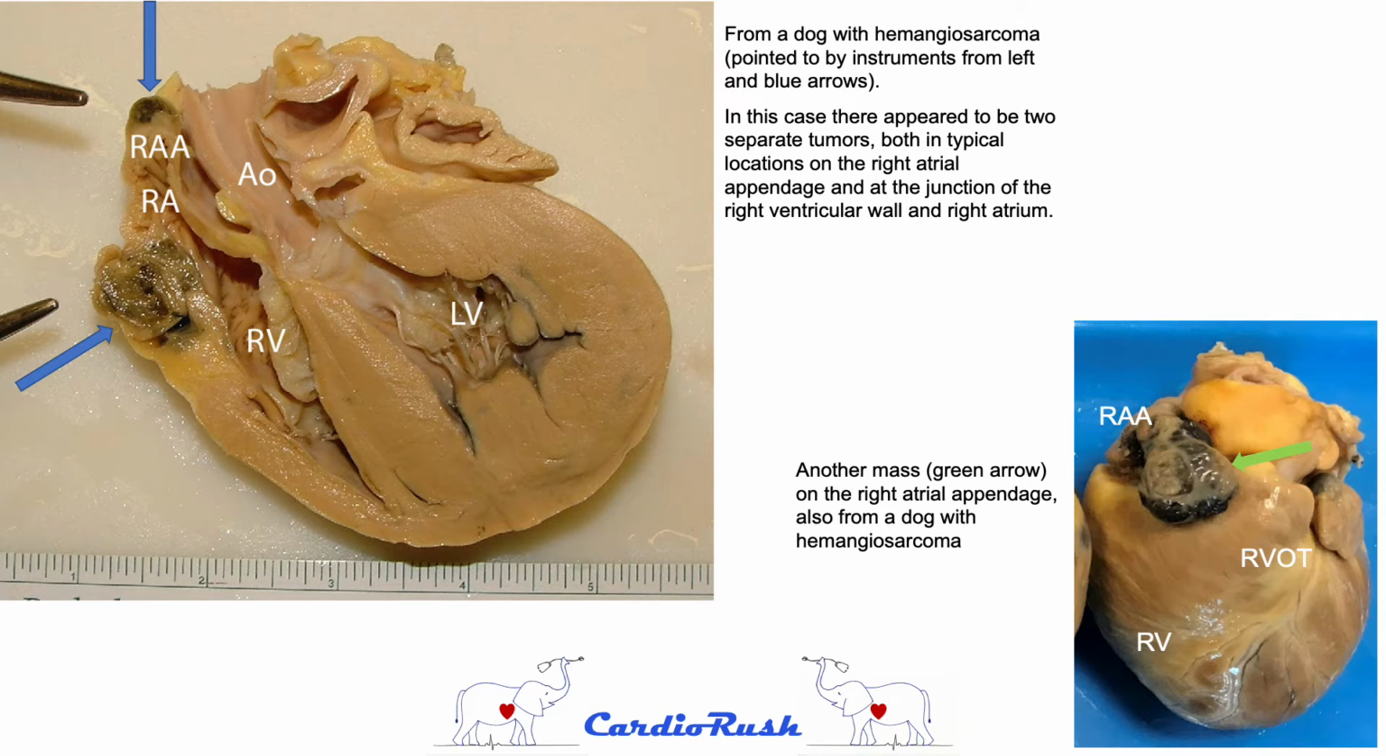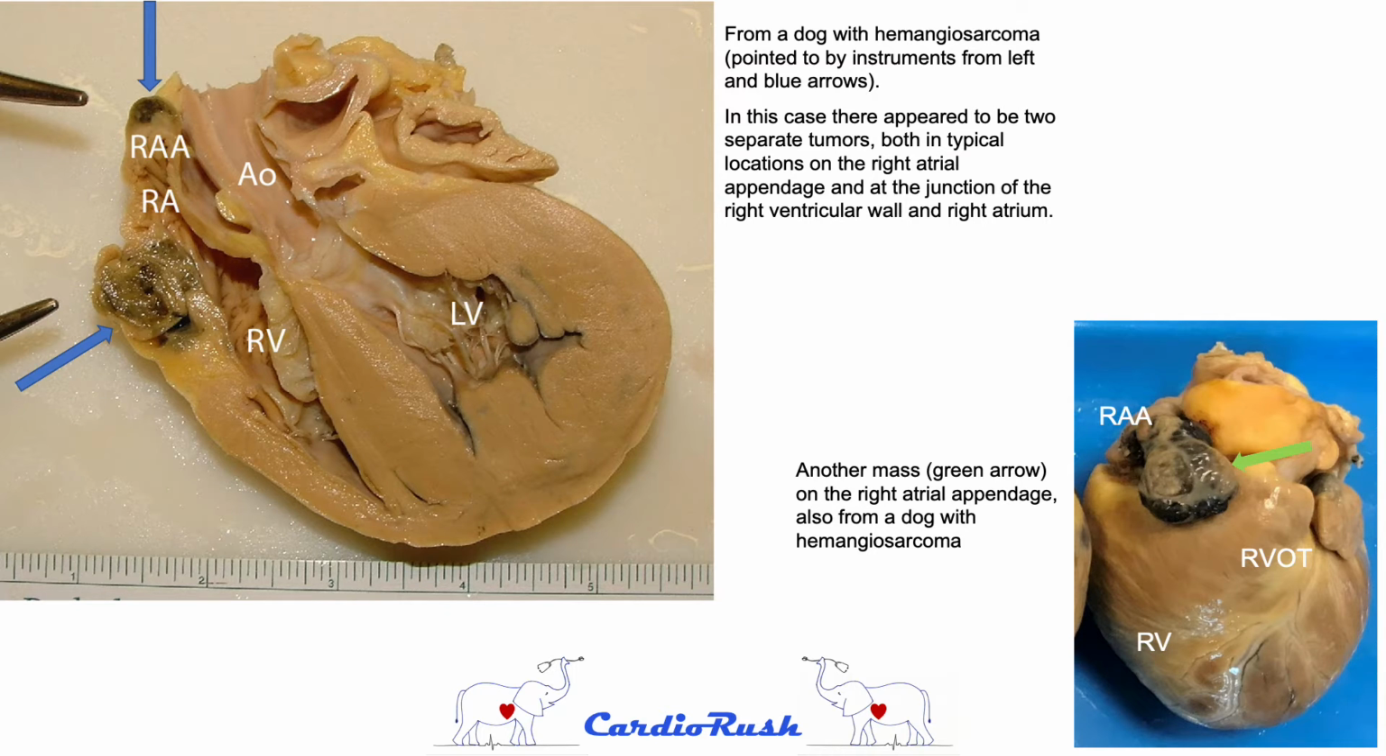We'll look at the next one. These are images from two different dogs. The dog on the upper left has hemangiosarcoma, and both the instrument and the blue arrows point to two different areas of hemangiosarcoma. One of those is at the tip of the right auricular appendage, and the other is a little lower in the body of the right atrium near the junction of the right atrium and the right ventricular free wall, closer to the AV groove.